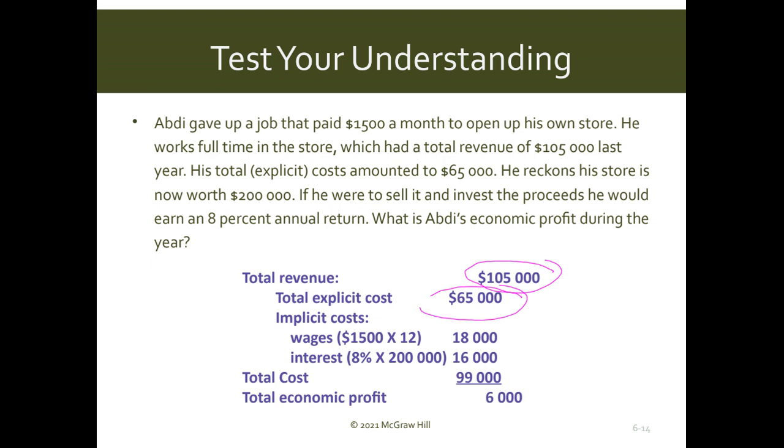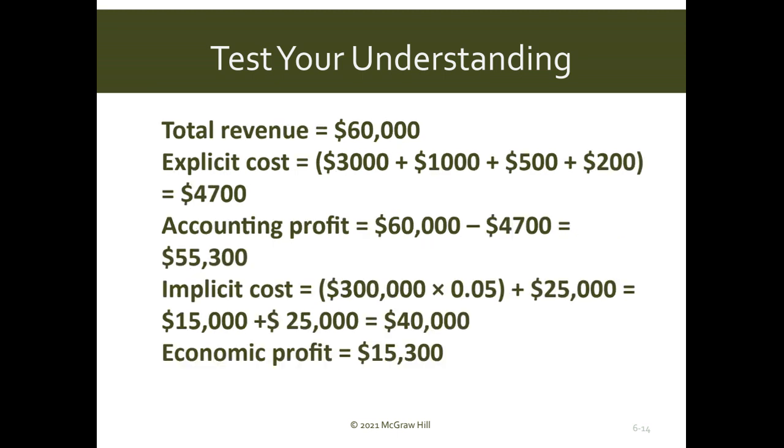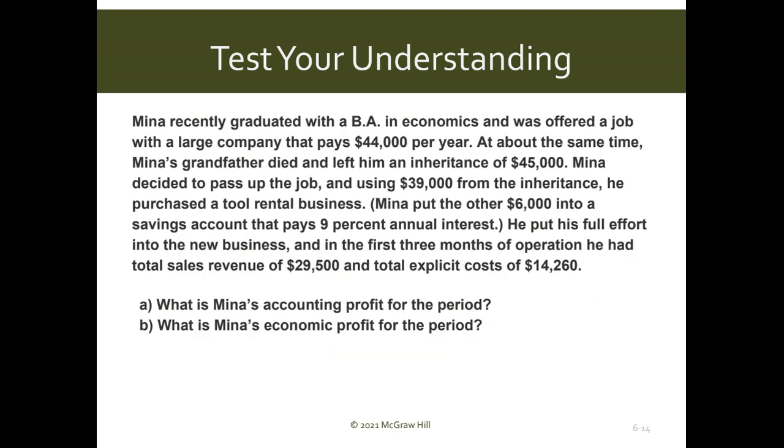Why? Because you have two implicit costs. If you add these, that would be $34,000. So if you subtract $34,000 from the $40,000 accounting profit, you get $6,000 economic profit. Similarly, there is another example that you have to do on your own. I have calculated accounting profit and economic profit.